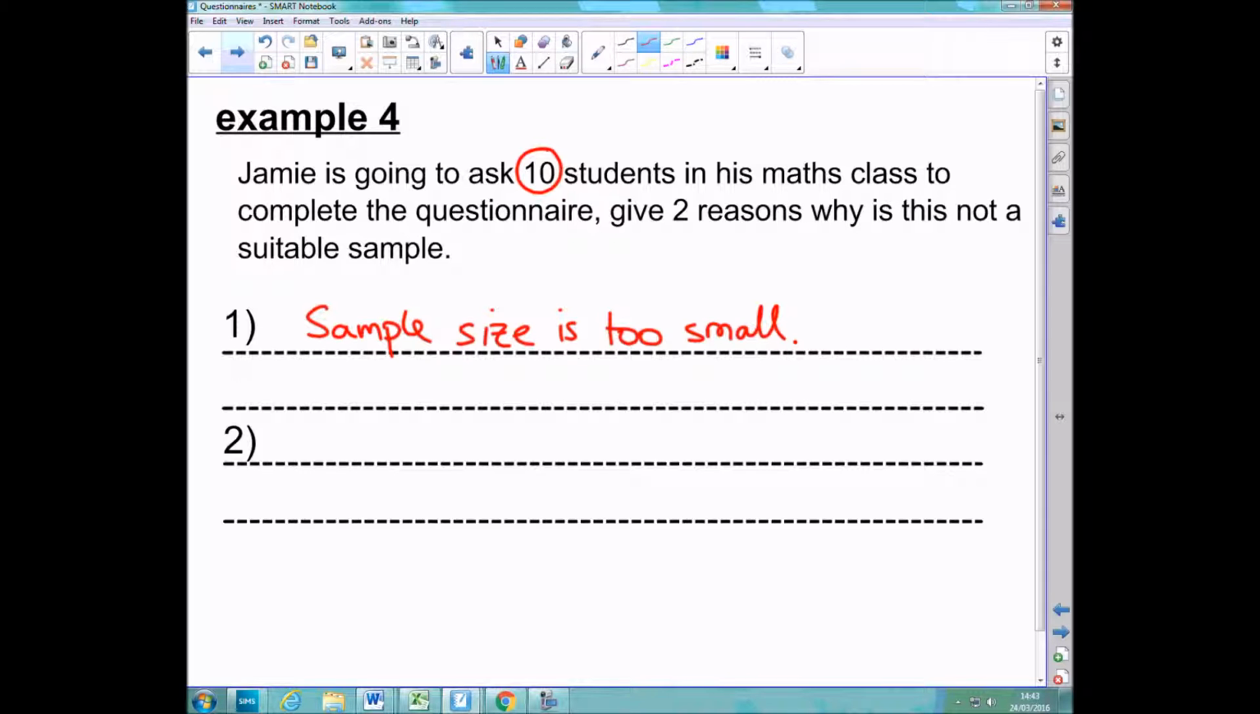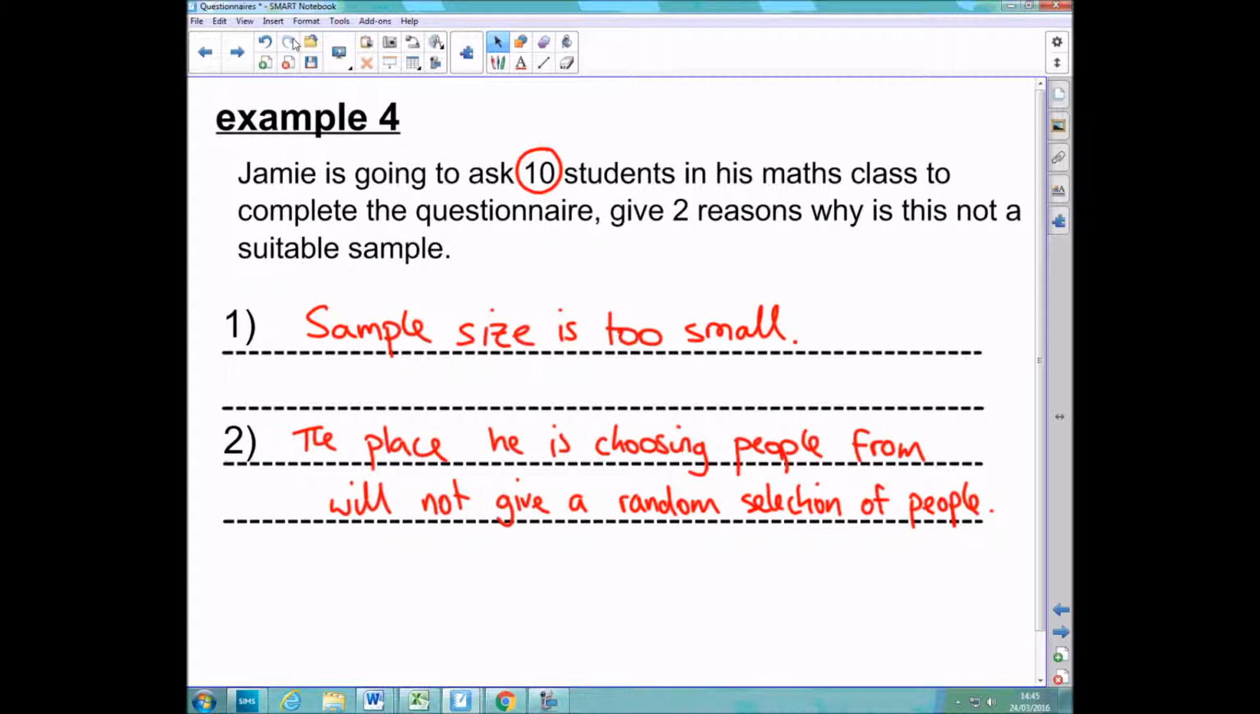In this case, the place is the same all the time. So what you want to write down is that the place in which he's collecting the data is always the same, which will not give random answers. What we want to say here is that the place that he is choosing people is not going to give us a good random sample of people.